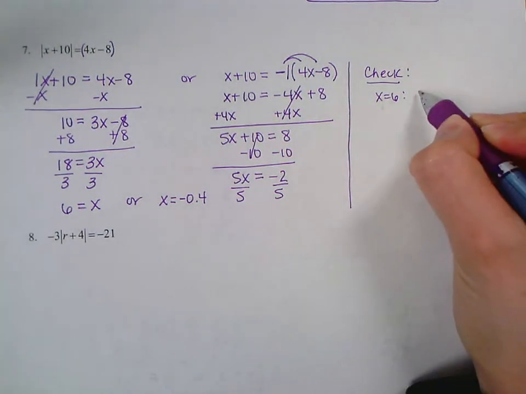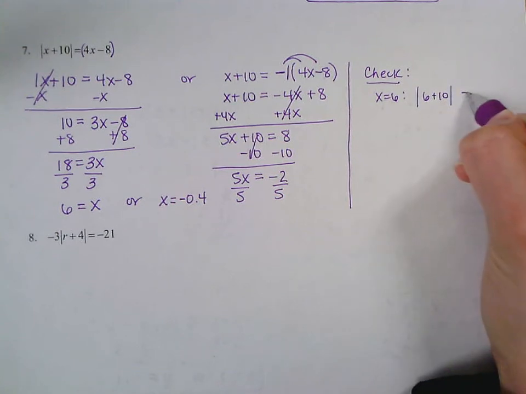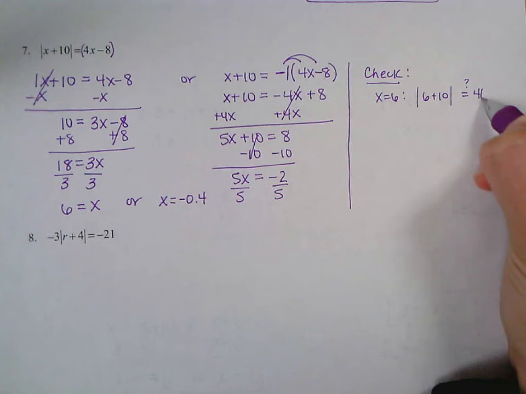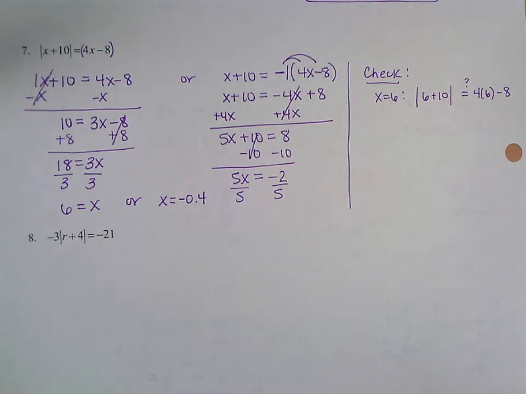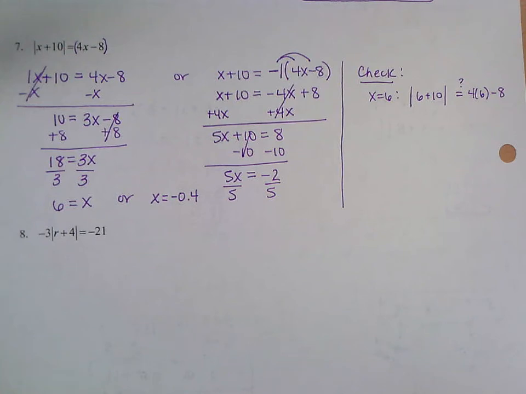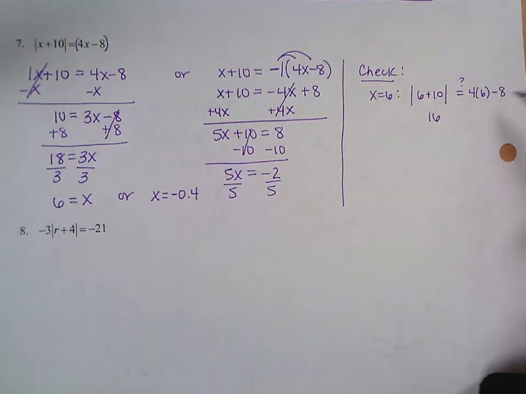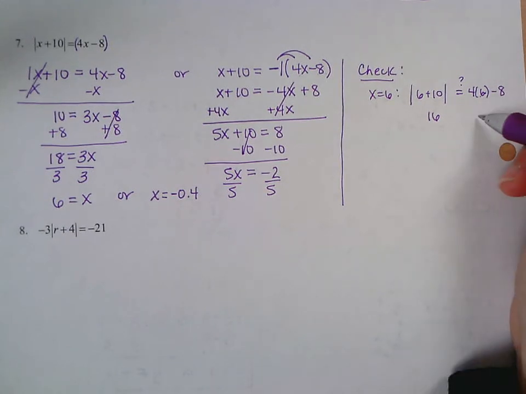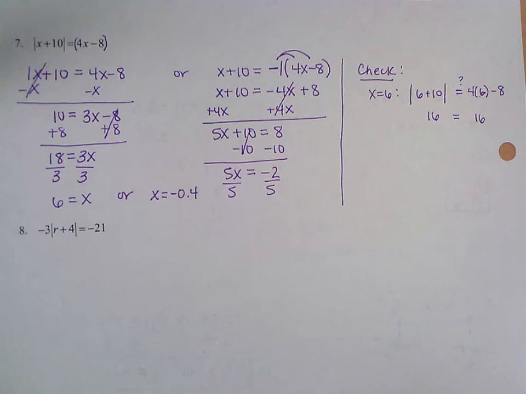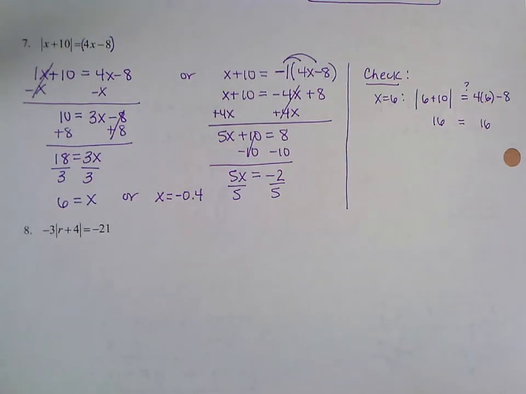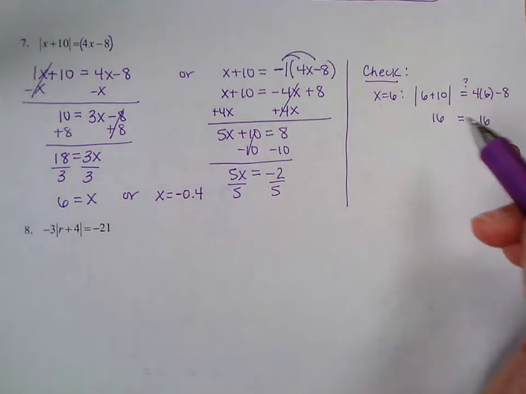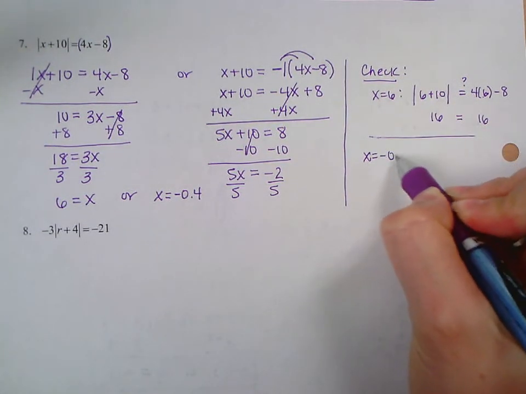So I have the absolute value of 6 plus 10. Does that equal 4 times 6 minus 8? Are those two sides equal? On the left side, 6 plus 10 is 16, and the absolute value is still 16. On the right side, I have 4 times 6, that's 24. 24 minus 8 is also 16. So those sides do equal each other. That means x equals 6 is a solution. It works.